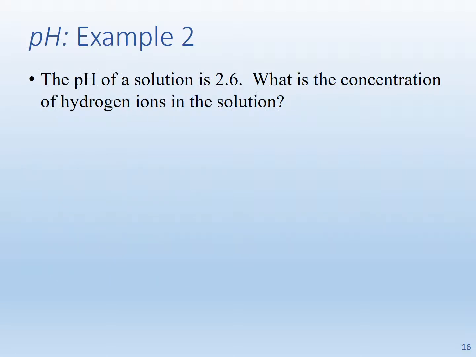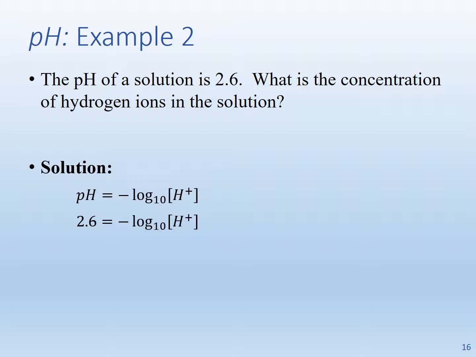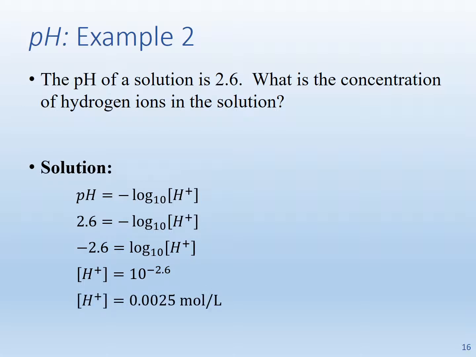In this example, we're given the pH as 2.6 and we need to find the concentration of hydrogen ions in the solution. So once again, we start off with the definition of pH and we put in the value of 2.6 for pH. We can then take the negative of both sides, and then to undo the log function, we have to do the inverse function, which is 10 to the power of. Or we can think of rewriting this log function as an exponential. The base is 10, the power is negative 2.6, and the number is the concentration of hydrogen ions. We can calculate that out on our calculator to get our answer in moles per litre.